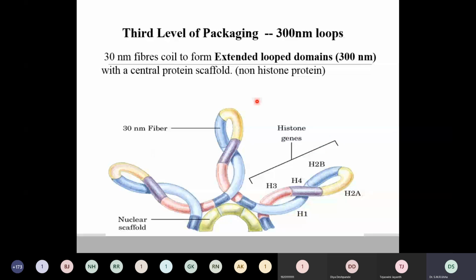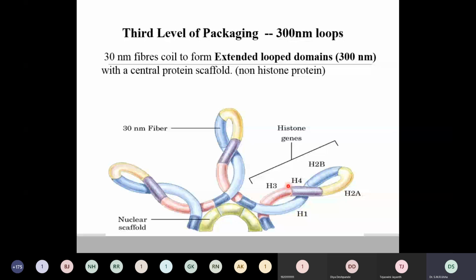Third level of packaging is the formation of 300 nanometer loops. The same chromatin fiber forms loops around a protein scaffold. This is a protein scaffold, made of non-histone protein. So certain non-histone proteins are also involved in the packaging of DNA into chromosomes. So the third level of packaging is the formation of 300 nanometer loops.